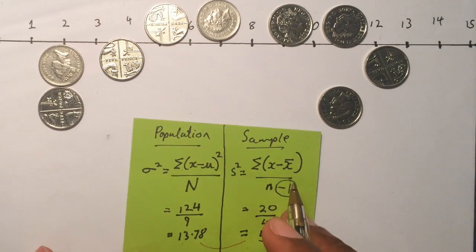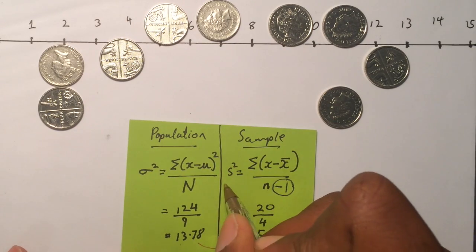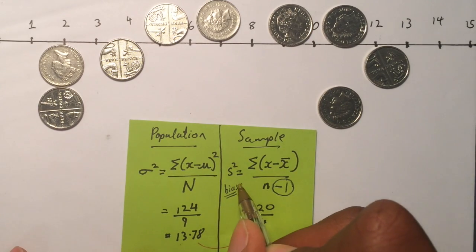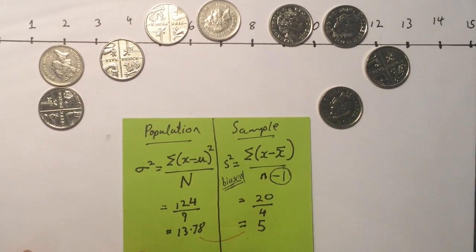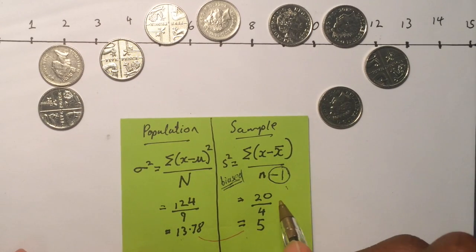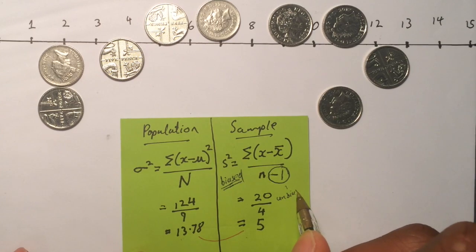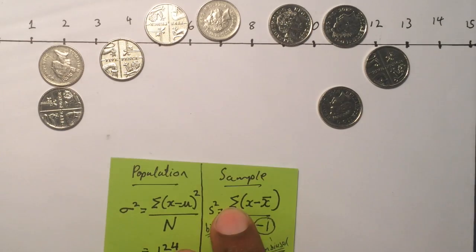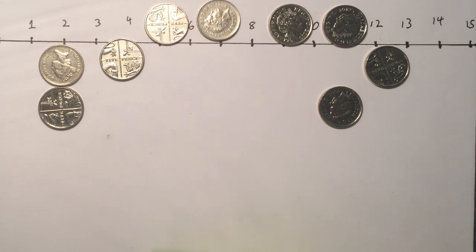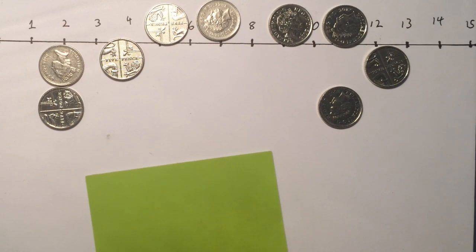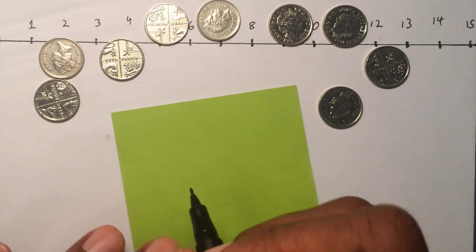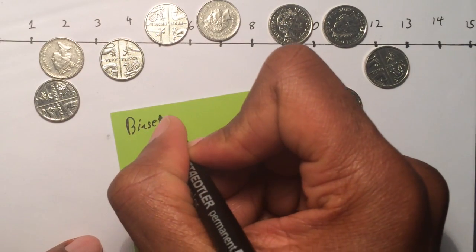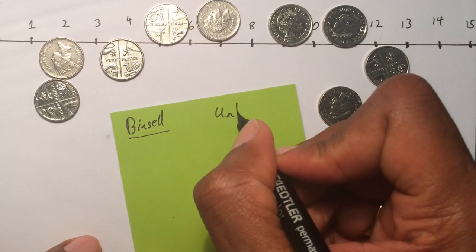If you don't subtract the 1, that's called a biased one. It is a biased estimate of the variance. Biased. If you do subtract the 1, it then becomes an unbiased estimate. So let's draw that out again. Now remember, the population variance was 13.78. So let's do the unbiased versus the biased. So here we have a biased sample and the unbiased.